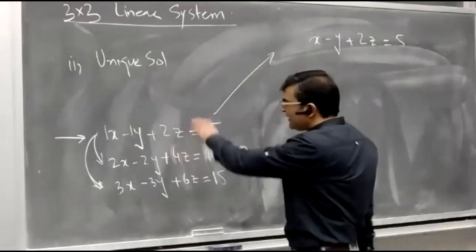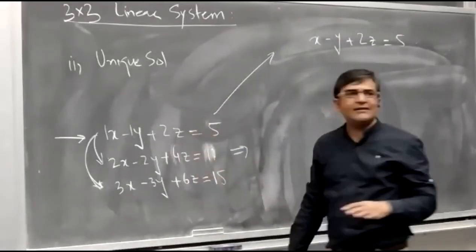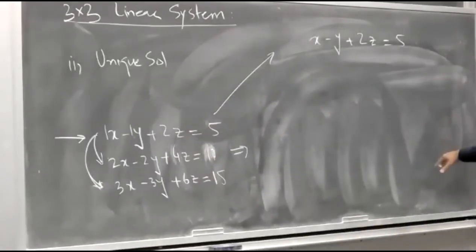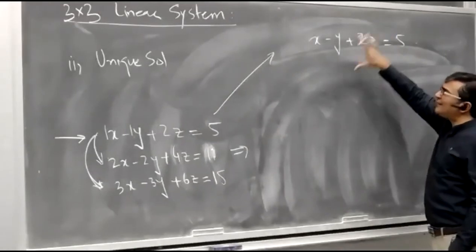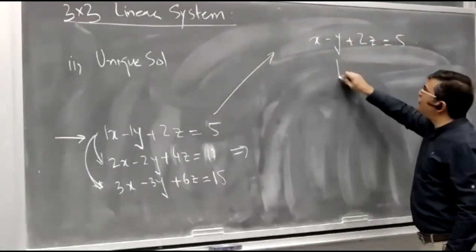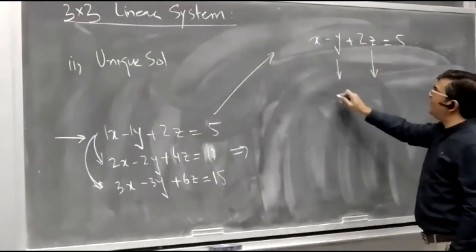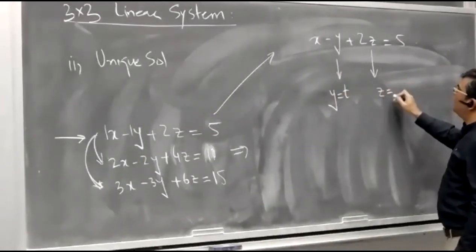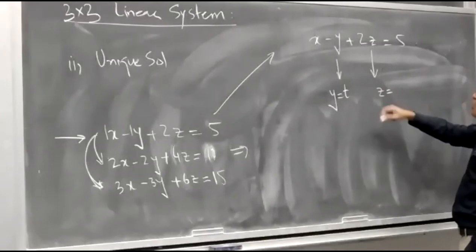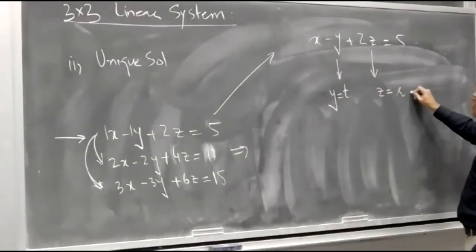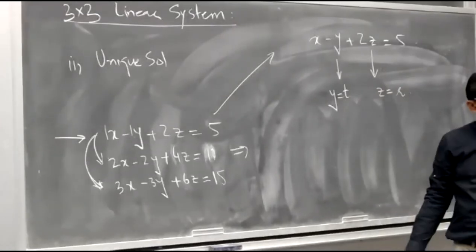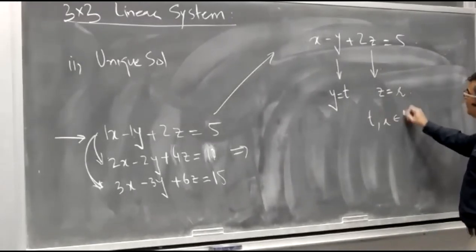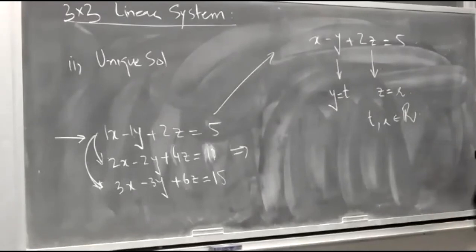Even in this case, where all three planes are identical, on top of each other, how do we solve this situation? In this case, you have to introduce two free variables. For example, y is t and z is r. I am going to introduce two free variables where t and r belong to the set of real numbers.